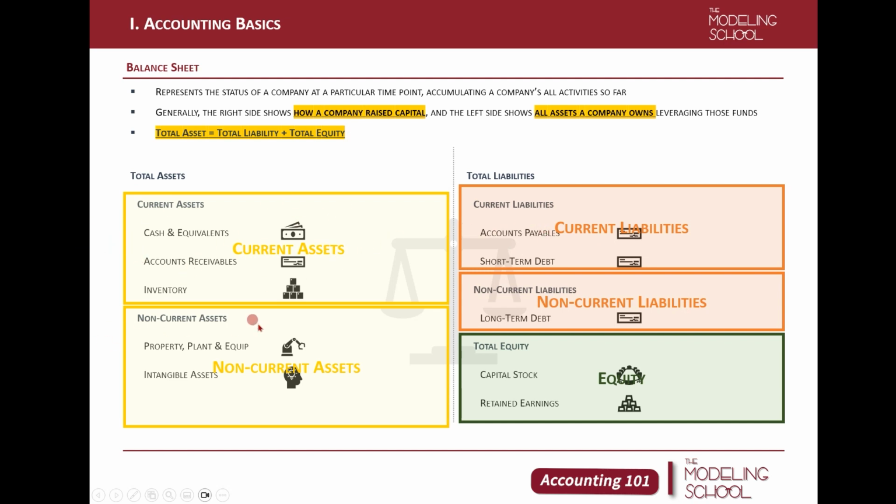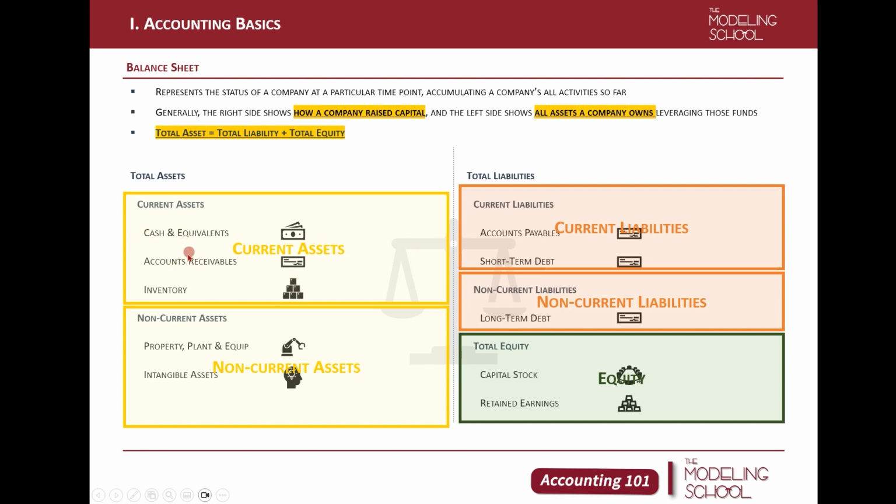The left-hand side is usually classified into current assets and non-current assets. By current and non-current, it shows how close to actual cash the asset is. The closer to cash, the closer to the top the account's location would be. So for example, we have cash and equivalents, accounts receivables, and inventory. We have property, plant, and equipment, and intangible assets. Let's say that cash is cash. So cash is recorded on the most upper side of the balance sheet.